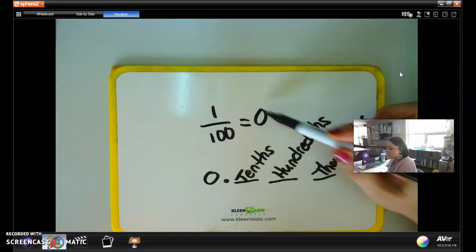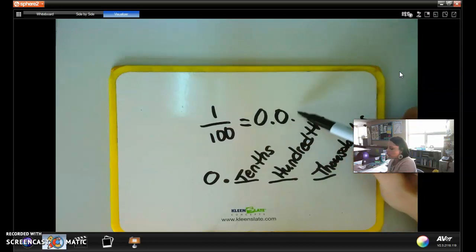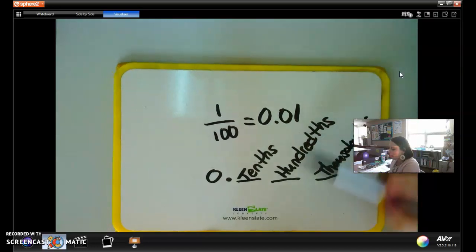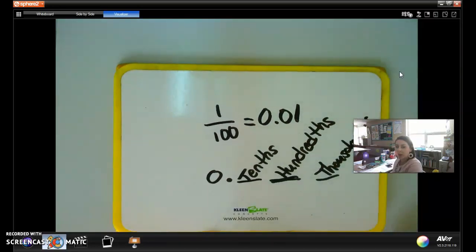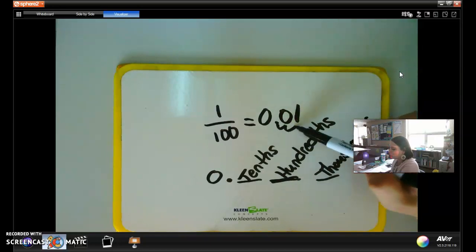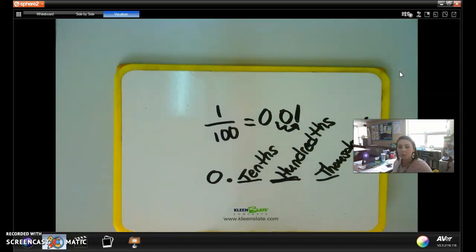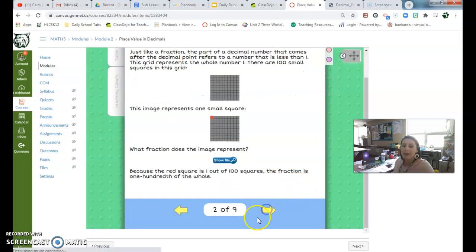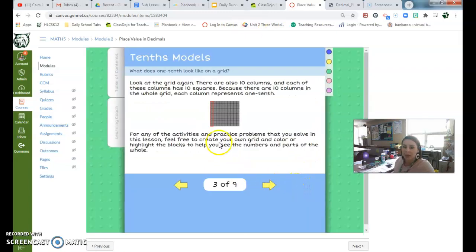And that's going to be represented as 0.01 because this 1 is in the hundredths place value, the second spot over from the decimal. Okay? With that, if it says show me, it's going to tell you 1 out of 100. The fraction is 1/100th of the whole. Going to my next section of campus.